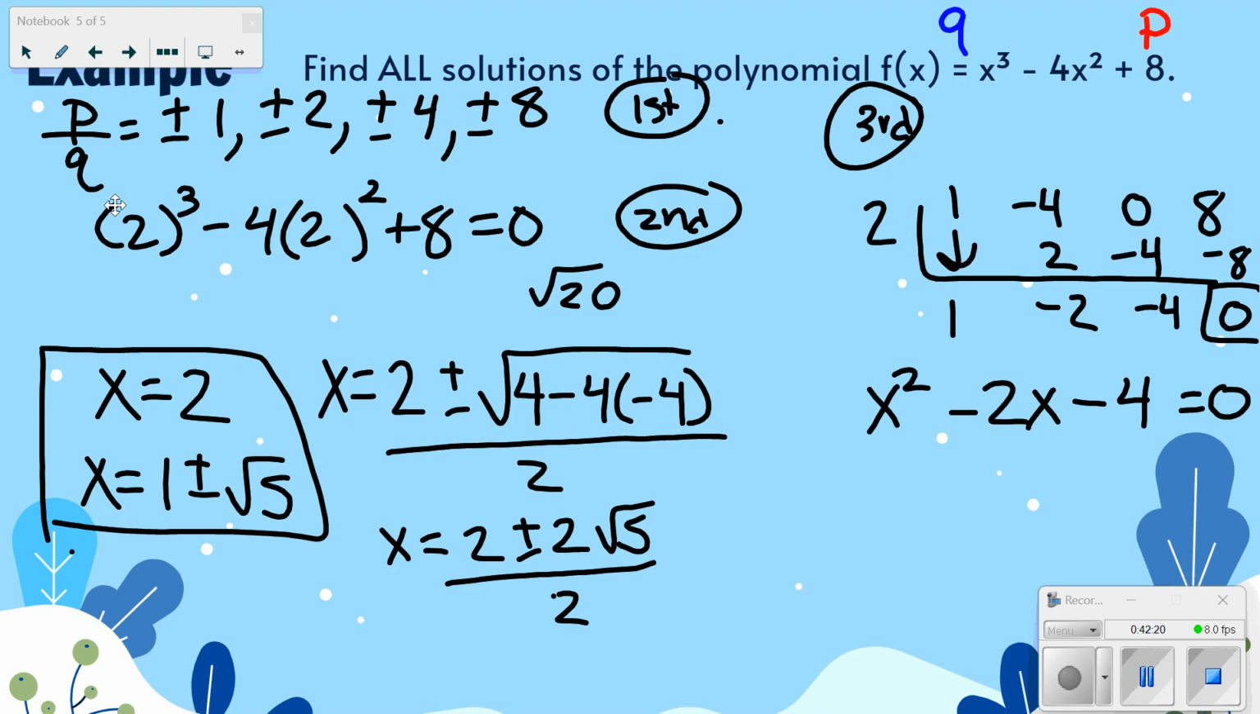So yeah, we got 2 plus or minus 2 root 5 over 2. So we just divided each of the 2's by 2. 2 over 2 would just become 1 for each of them. What other questions do you guys have? Alright, so do we see that purpose behind that P over Q, that rational root theorem? Just getting us our starter values.